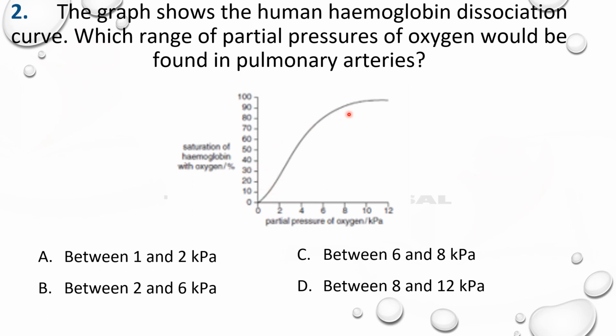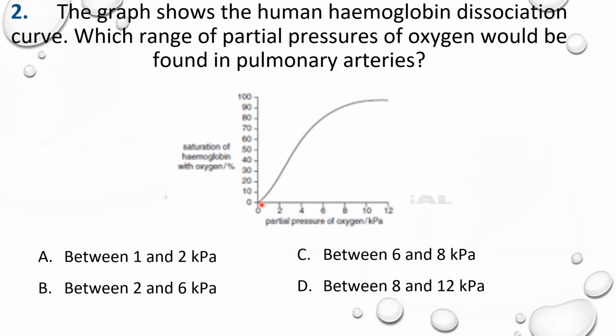Now this is the dissociation curve. The hemoglobin dissociation curve is a curve of percentage saturation of hemoglobin with oxygen against partial pressure of oxygen. This graph shows us how the percentage saturation of hemoglobin changes with partial pressure of oxygen. Now this is talking about pulmonary arteries. Pulmonary arteries transport deoxygenated blood. They have oxygen, but they are not very rich in oxygen. So A says between 1 and 2 kilopascal. Between 1 and 2 kilopascal is too low.